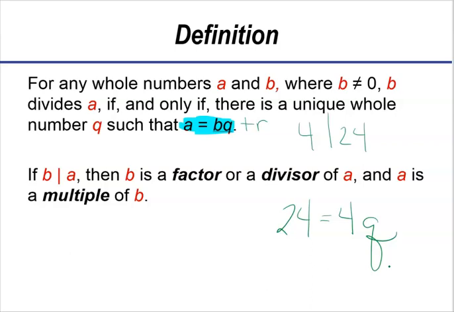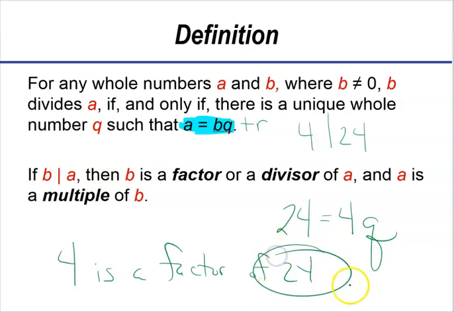Now, if B divides A, then B is a factor or a divisor of A. So we could say 4 is a factor of 24. We can also say from this same situation that 6 is a factor of 24. And A is the multiple. So 24 is what we call the multiple of 4. And 4 is the factor of 24. How do you like that?